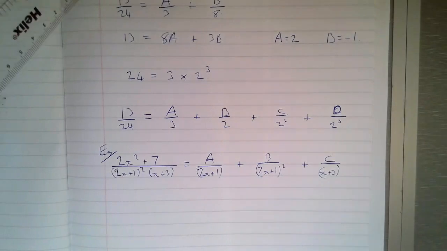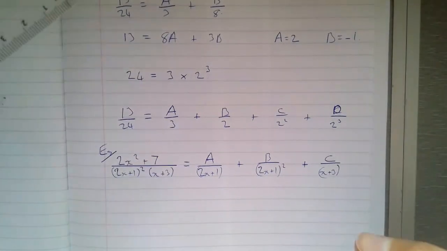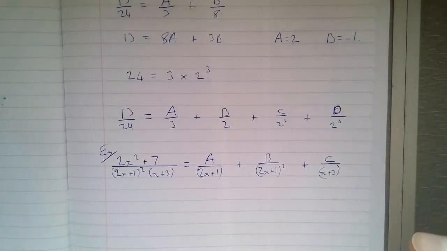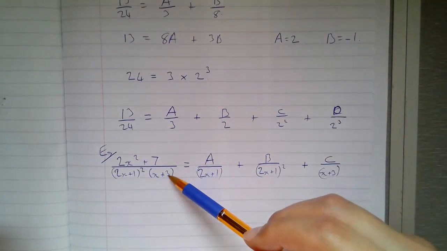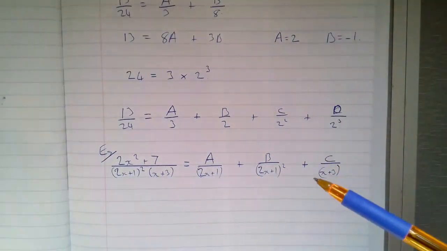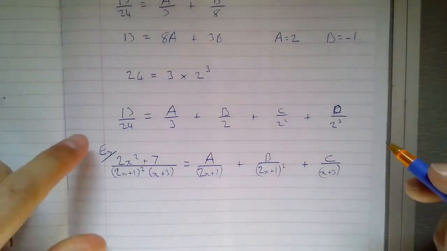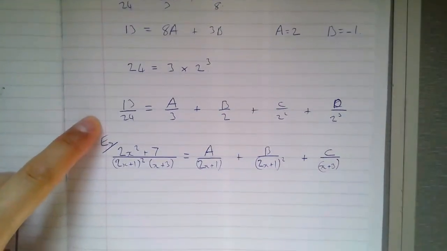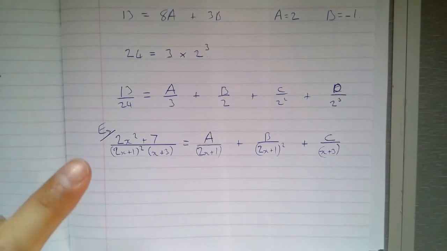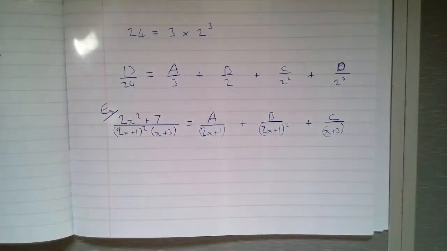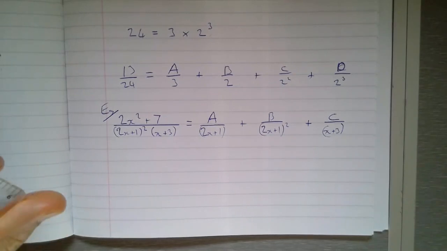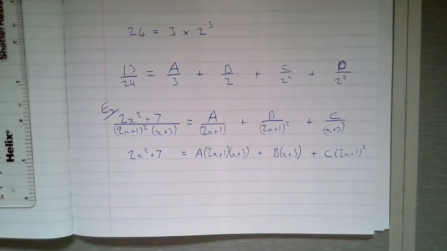Okay, so what we are going to do now is basically what we did yesterday. We're going to times through by this and see if we can find out what values of A, B and C are. So I'm going to let you times through and then start to see if you can think of some decent values of X. So just make sure you pause the video. Okay, so hopefully when you times through by 2x plus 1 squared, x plus 3, you've got this line here.